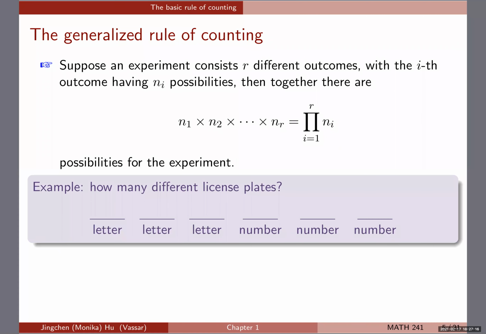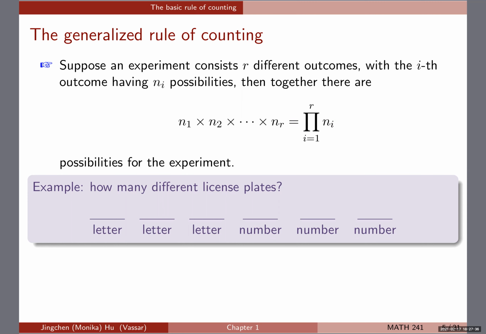How many different license plates are there, okay? And you can see that here we define a license plate of 6 digits. The first 3 have to be letters, and the last 3 have to be numbers, okay? And for the letters, we're just going to say that you have to choose from the 26 capital letters, okay?